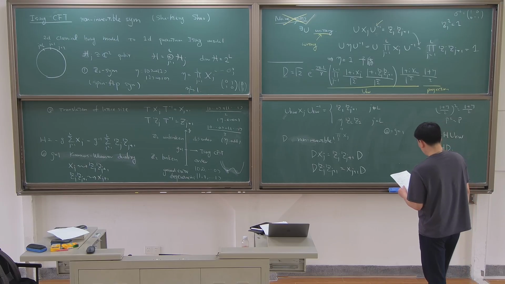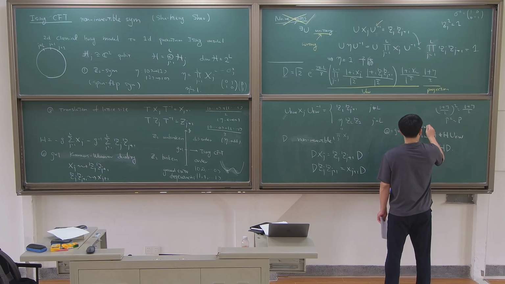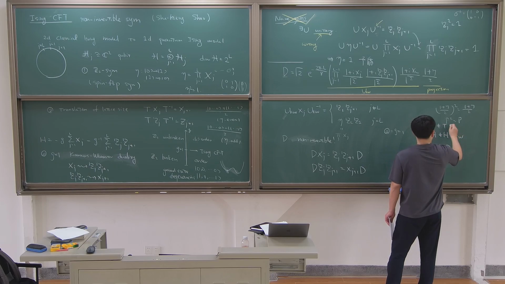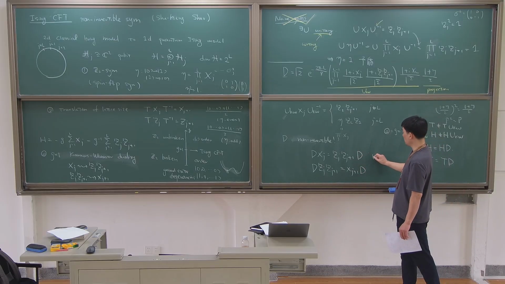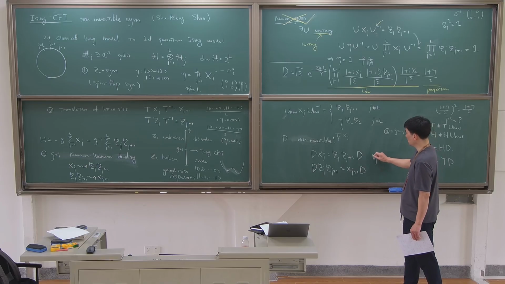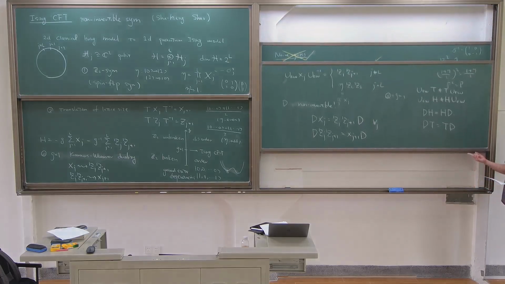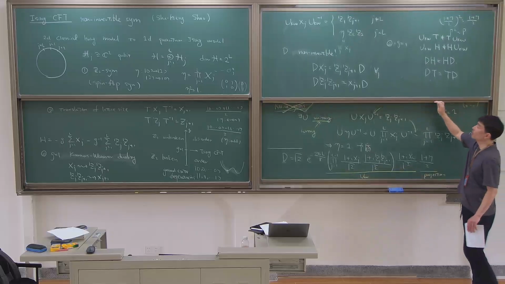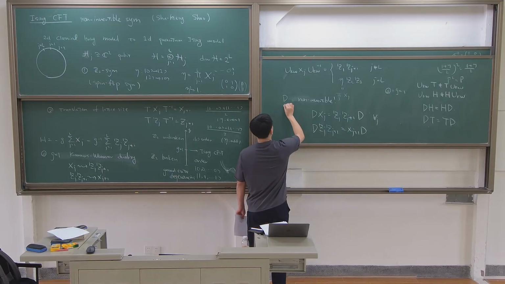And moreover, UKW does not commute with translation. On the other hand, D commutes with translation. So this property holds for any j. So therefore, D is non-invertible, but it's a symmetry of the system. So this D is called a non-invertible symmetry.